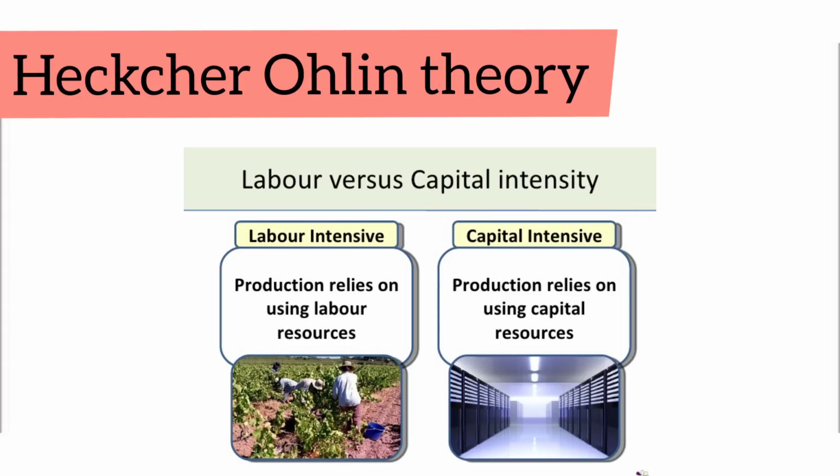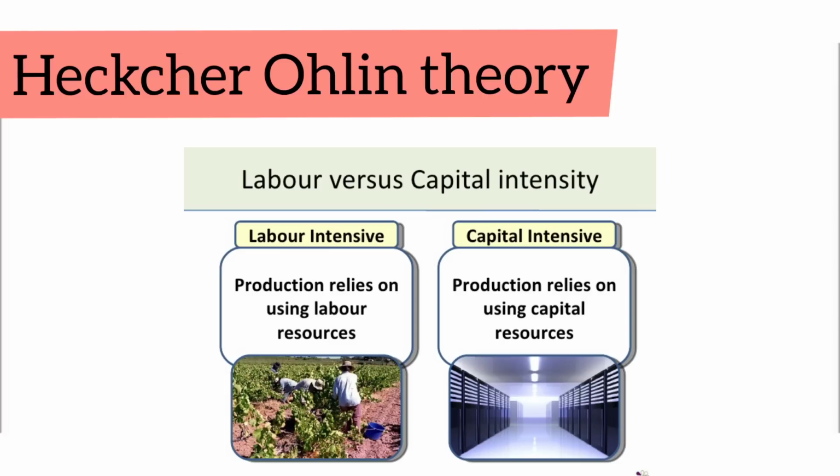So here what they say is that if there are two countries, country A and country B, and country A is very good in producing labor intensive products, and country B is very good in producing capital intensive products, then country A must produce only those goods which have labor intensive work. Okay, because it is good in that. The same way country B must only produce those goods which have capital intensive work, because country B is good in capital intensive work, or technology, we can say.